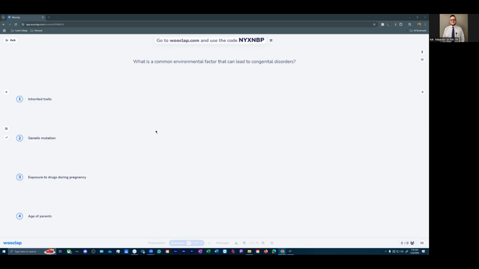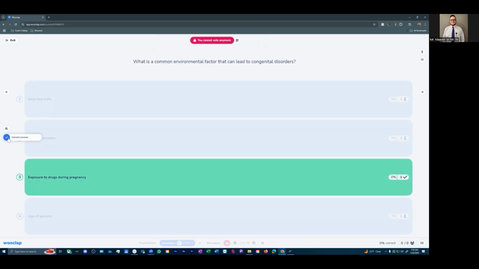What's a common environmental factor that can lead to a congenital disorder? This is a pretty obvious answer, but the rest of these answers are not really environmental. Exposure to drugs, chemicals, radiation during pregnancy, that would be an environmental factor.